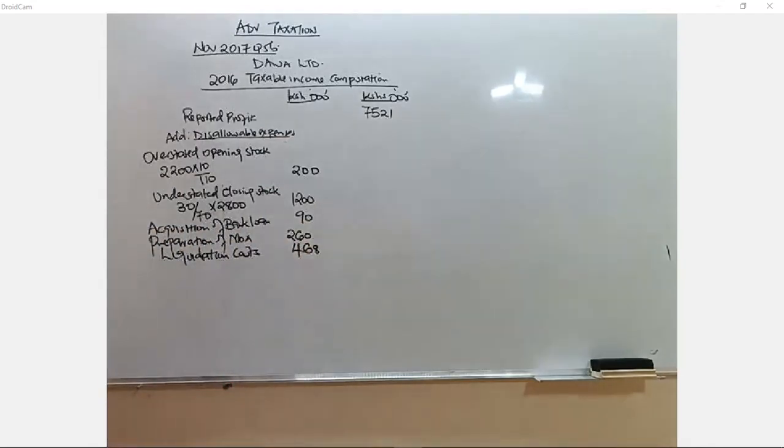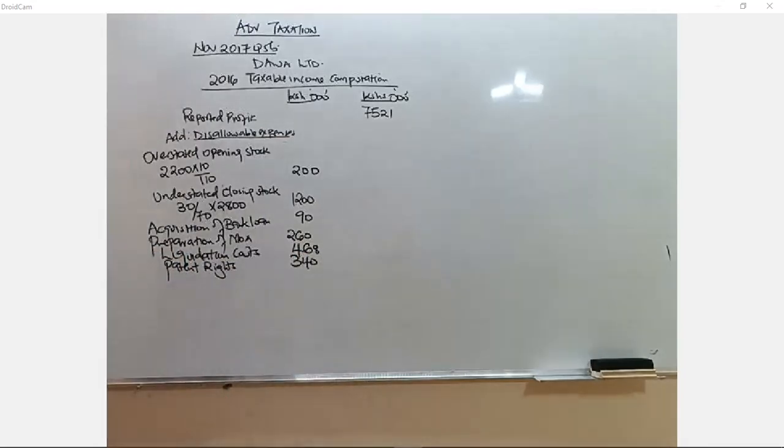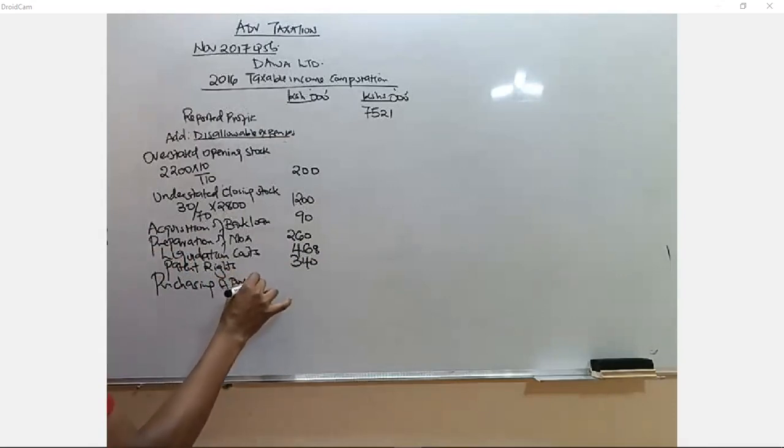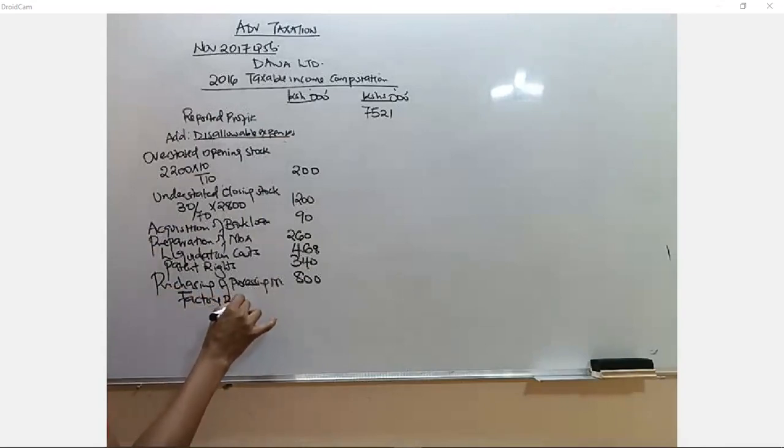Then we have patent rights, disallowable expense. We are given 340. Then we have notices to defaulting debtors. We said it is an allowable expense. Let us go to the next one. The next one we are being given, the purchase of processing machinery, 800. Disallowable expense. Then the other one, the purchase of factory building. We are being given 1280.